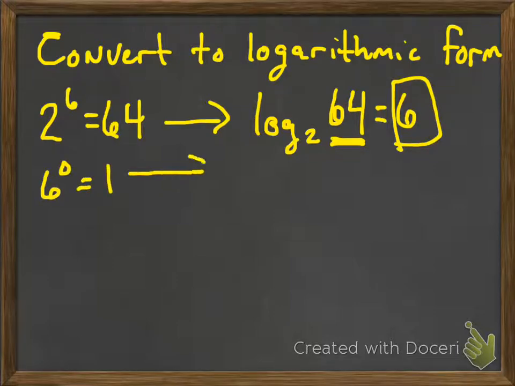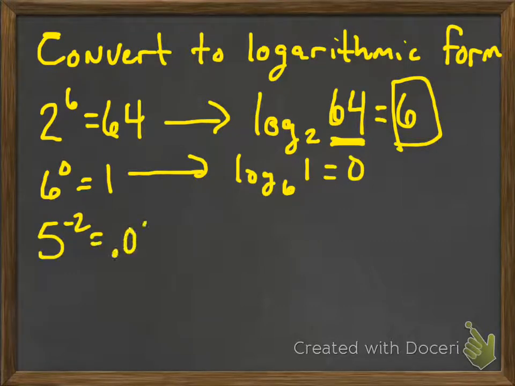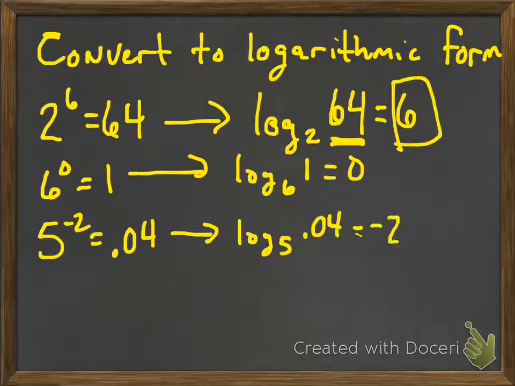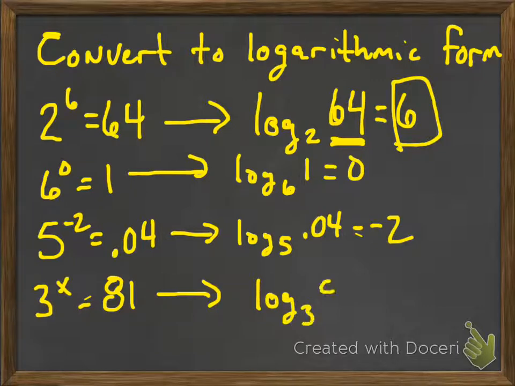Okay, so my next one, 6 to the 0 power is equal to 1, would be log base 6 of 1 is equal to 0. 5 to the negative 2 is equal to 0.04. That would be log base 5 of 0.04 is equal to negative 2. And 3 to the x is equal to 81. So then I would say log base 3 of 81 is equal to x. Now, later on, we'll start figuring out this type of problem, saying, well, what exponent on base 3 would give me 81? And you can go 3 times 3 is 9, that's squared, times 3 again is 27, that's cubed, times 3 again is 81. So I would say there that x would have been equal to 4.